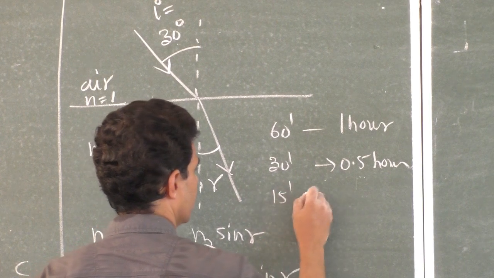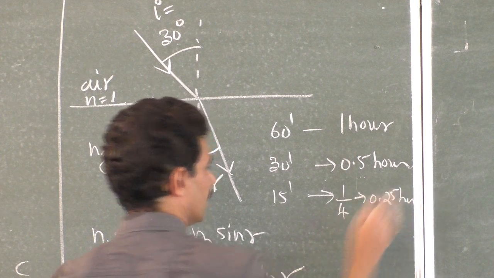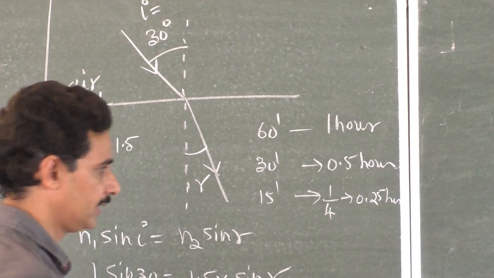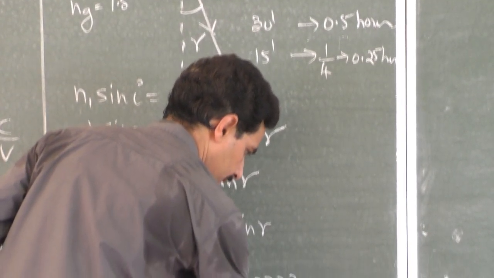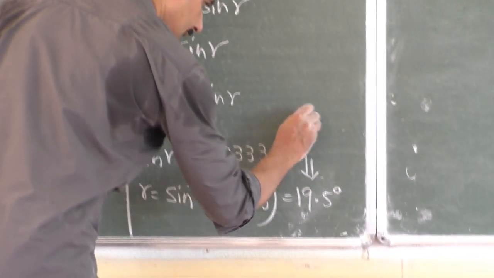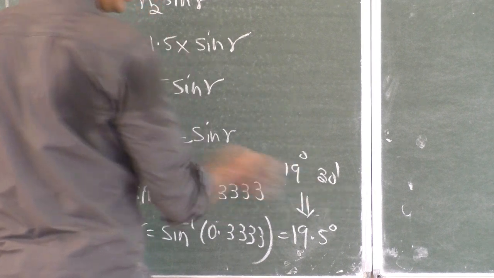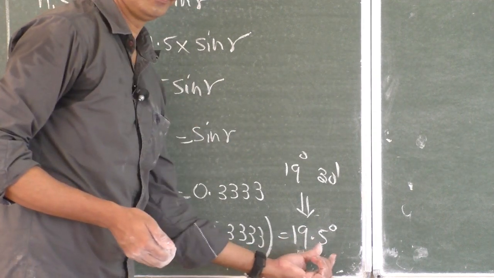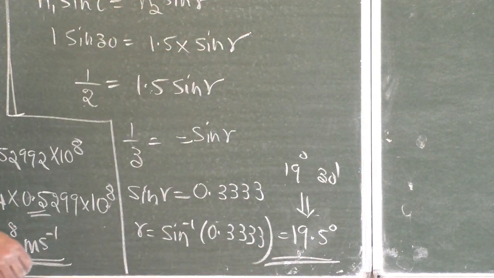And 15 minutes is 1/4 of an hour, right? That is 0.25 hours. In the same way, you can write this as 19 degrees, 30 minutes, that is 19.5 degrees. Remember, when you write a time like 1 hour, 30 minutes, 1 hour is different, 30 minutes is different. If you want to club 1 hour to 30 minutes, you have to add 1.5. So that is the answer, angle of refraction, 19.5 degrees.